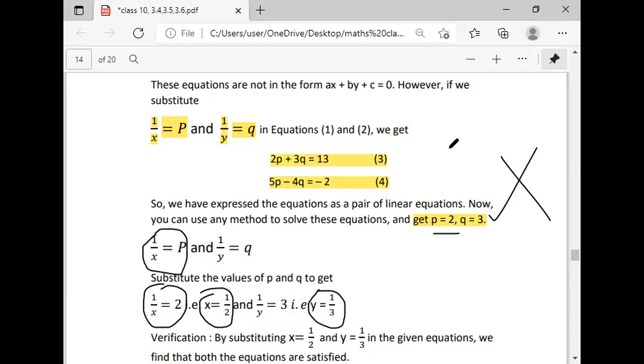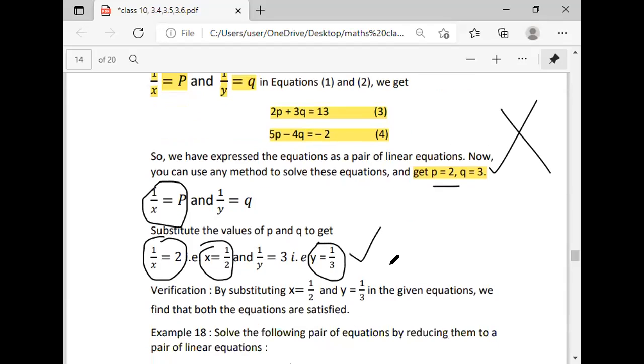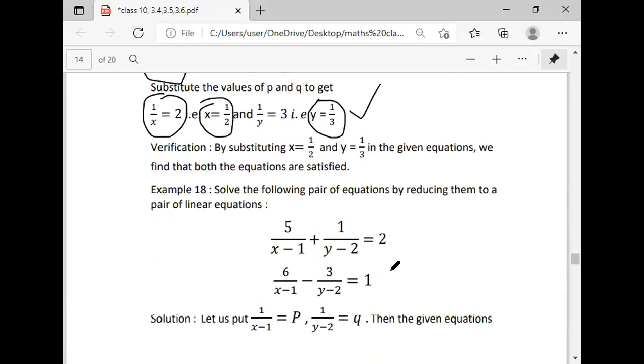You should not stop till here. Sir, we have found p and q. Don't stop there. You have to write x equal to and y equal to. Are you all clear? Yes, sir. Okay, fine.